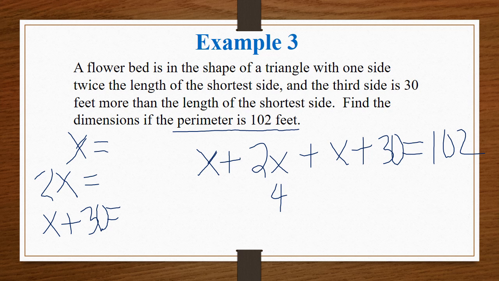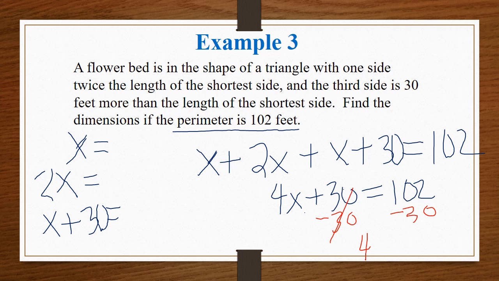So I have 4x plus 30 equals 102. I'm going to subtract the 30 anyway, so does it matter if I subtract it before I simplify or after I simplify? No. So I'm going to subtract 30. What I do to one side, I do to the other. So I get 4x equals 72. And I'm going to divide by 4.